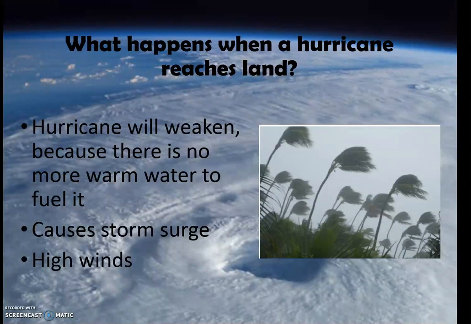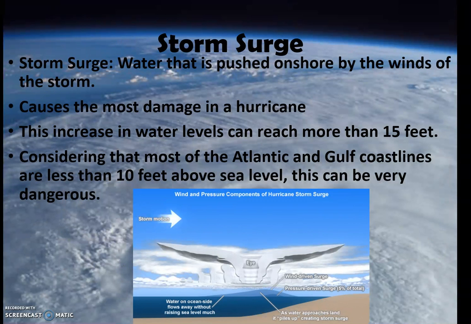So when a hurricane reaches land, it can be very dangerous. It will weaken because warm water is what fuels it, but it oftentimes causes a storm surge and high winds. So that's what makes it dangerous, the flooding of the ocean and all the water that it carries in. A storm surge, which I mentioned just a minute ago, is water that is pushed onshore by the winds of the storm. This is what causes the most damage in a hurricane, the water being pushed onto the shore, because the water levels can increase more than 15 feet. Considering that most of the coastline is less than 10 feet above sea level, this can be very dangerous.